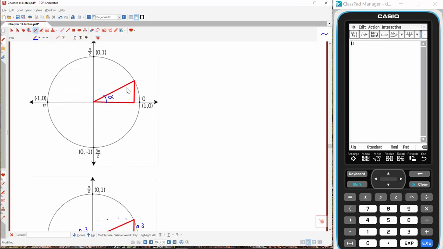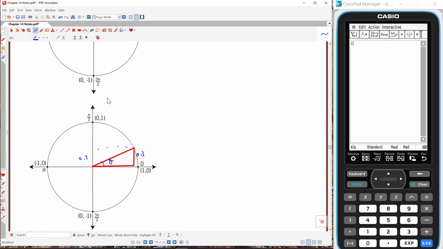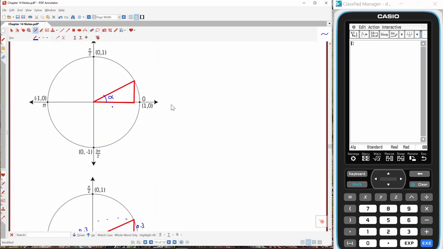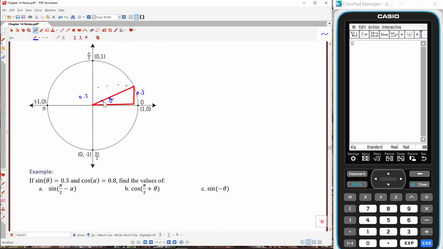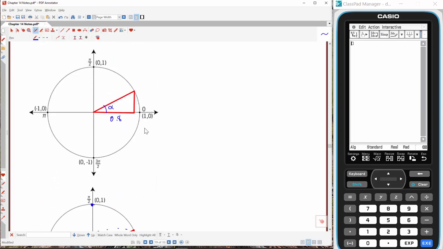Now it's not perfect, but what it's going to allow us to do is to visualize a few things. So this one was, what was it? The cosine of alpha. So that's 0.8 right there. So what we want to find first of all is the value of sine of pi on 2 take away alpha. So that basically means we're starting at pi on 2 and we're going to go alpha degrees back this way. Let's do it on this one where we've got alpha marked in.